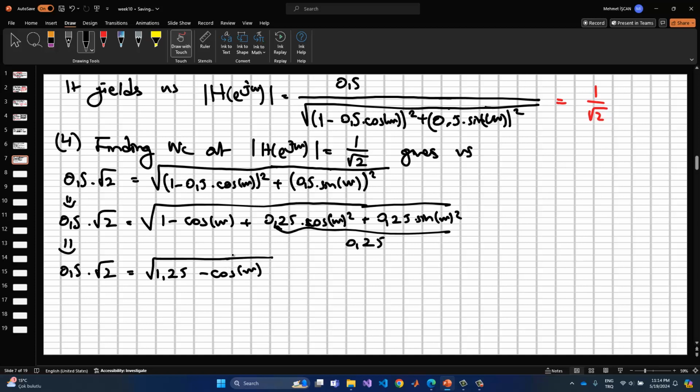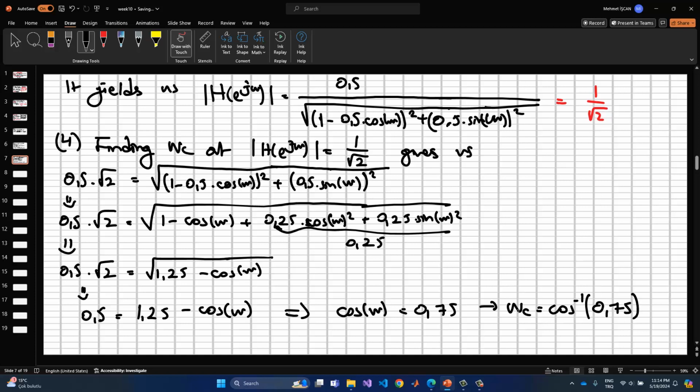Okay, and so if we take the square of these things, this yields 1 divided by 4, and this yields 2, and so this term is equal to 0.5 and 1.25 minus cos ω in here, just like this one, and so cos ω should equal 0.75, and so the angular cutoff frequency is equal to the arc cosine of 0.75. Okay, this is the filter response, or the cutoff frequency of the terms.